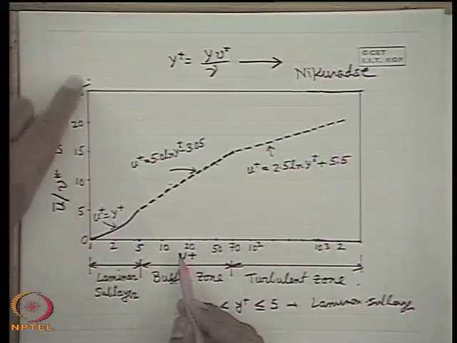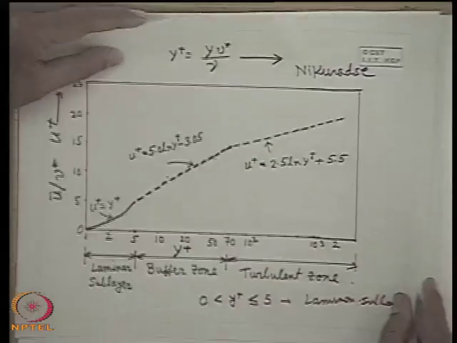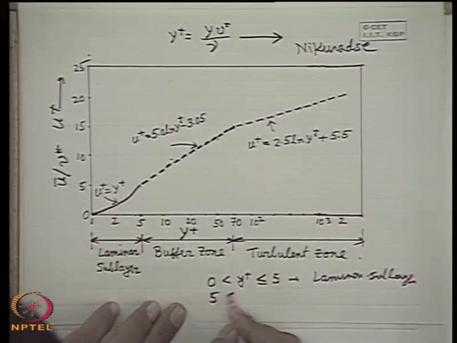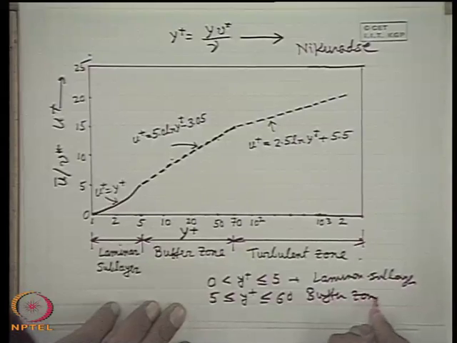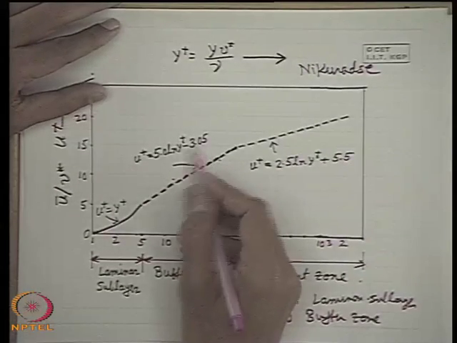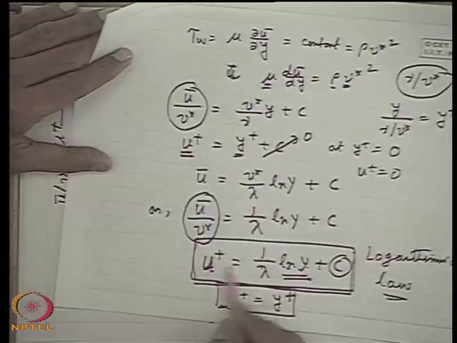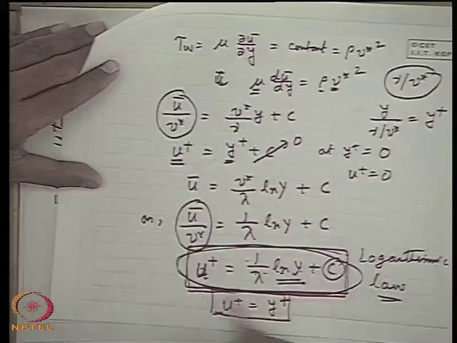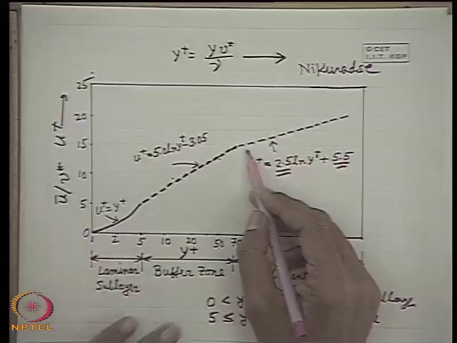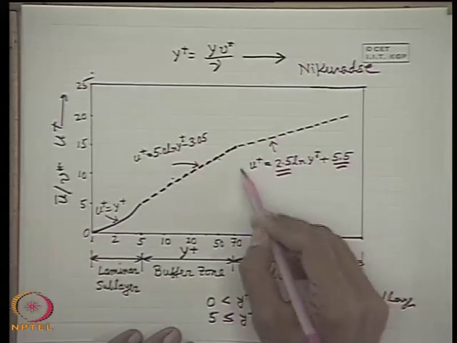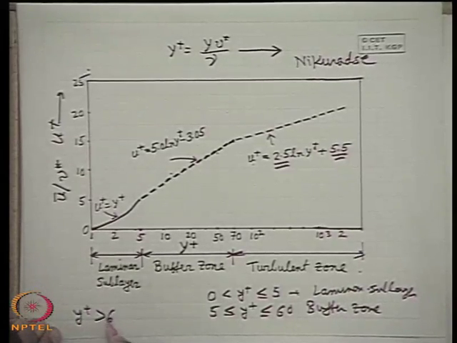This is the logarithm side, this is the normal graph. Then the buffer zone is defined as 5 less than y plus less than 60, where the velocity profile is u plus equal to 5.0 ln y plus minus 3.05. And in the fully turbulent zone, the same form of equation applies with a change in the constants: 2.5 is the constant, and 5.5. So this will be less steep, and follows this rule in the fully turbulent zone, where y plus is greater than 60.